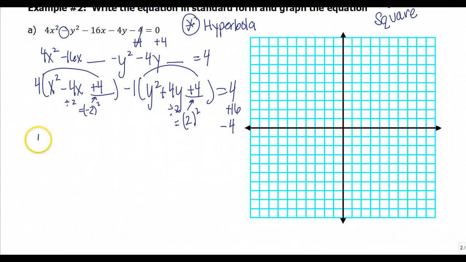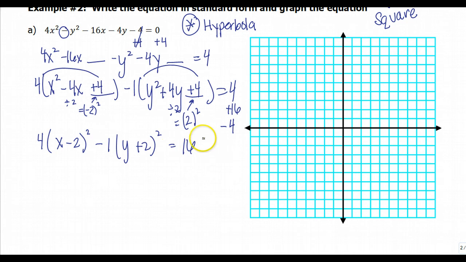So once I complete the square, the reason I do this is so I can write it as a binomial. So when I divide that middle term by 2, I got negative 2. So that is x minus 2 squared. This trinomial in x minus 2 squared is the same thing. Minus 1 times y plus 2 squared, because this is a positive 2. And then 4 plus 16 minus 4 is 16.